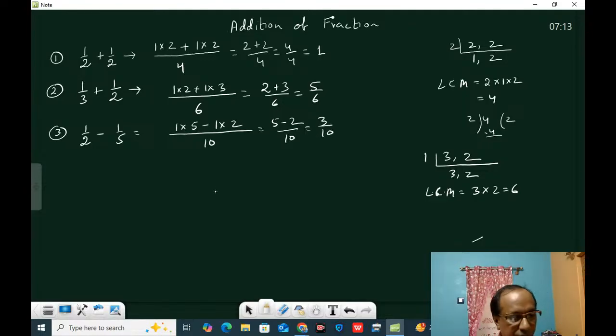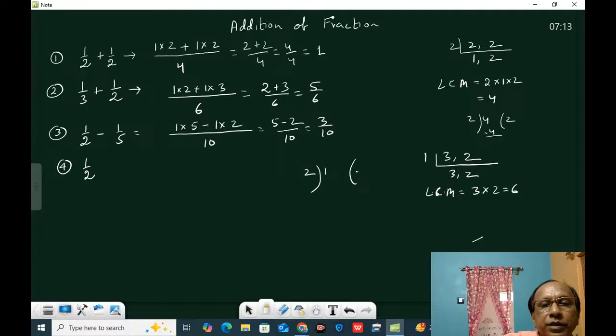In this way, we subtract, right? Now we have learned how to add and how to subtract. Now we learn how to find the decimal. The decimal can be written in this way. Suppose I want to find the decimal of 1 by 2. That means we divide 1 by 2.